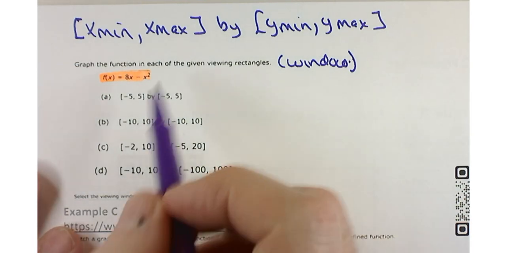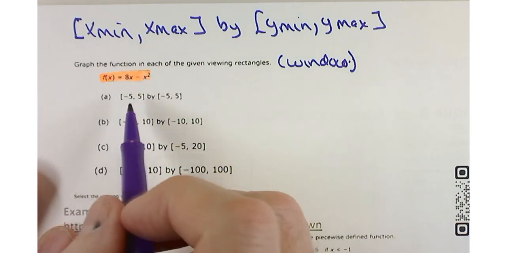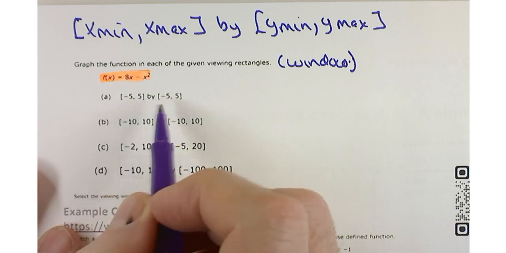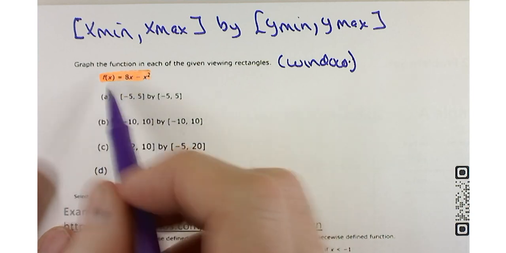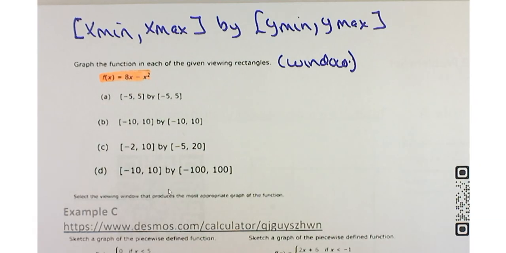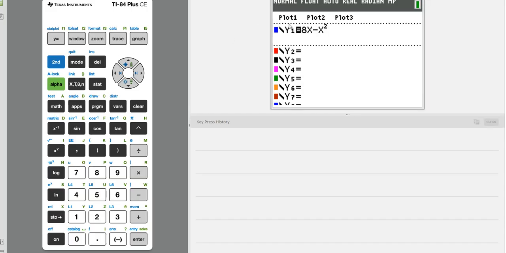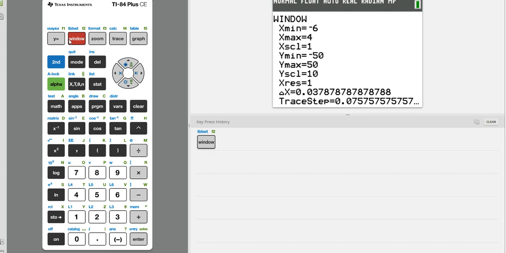Notation here is for your viewing window. This is your X min, that's your X max, Y min, Y max. Put the function into your graphing calculator by going to the Y equals key, type that in, and now let's reset the windows. So I want to go -5 to 5 on the X axis, -5 to 5.